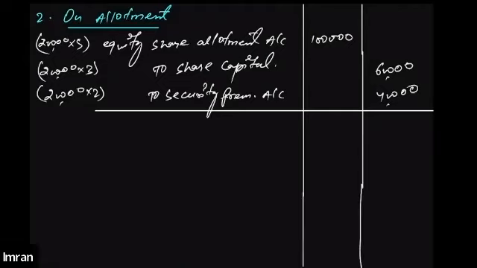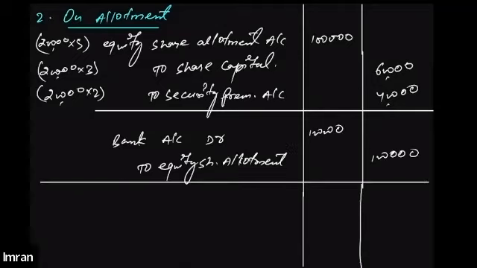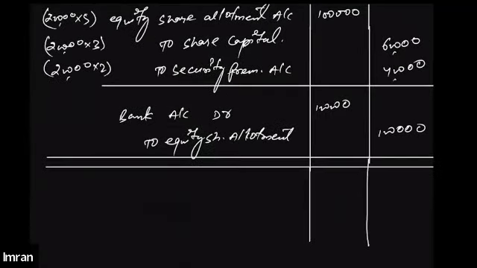Okay, and now we will pass the journal entry for the collection of the allotment money. For the allotment money received, the journal entry is bank account debit to equity share allotment, one lakh. All right, this is the journal entry for allotment.